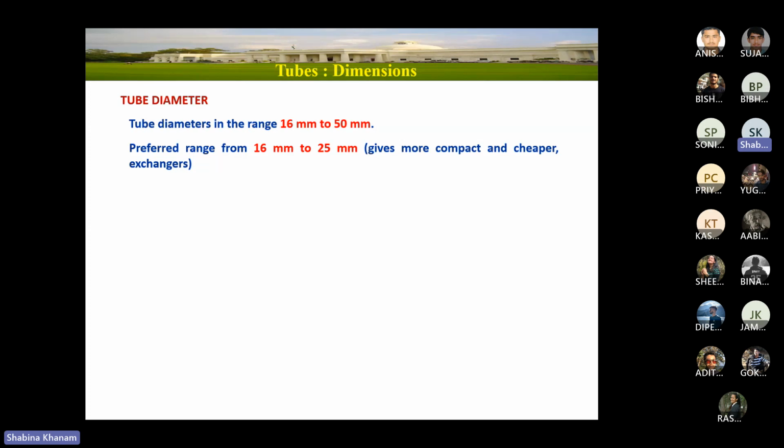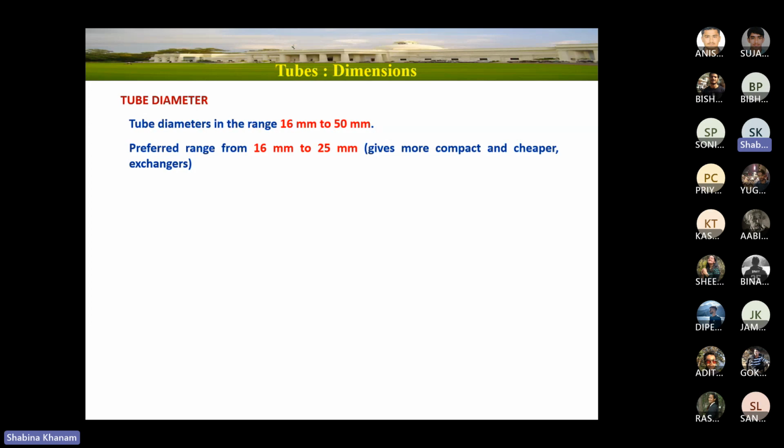Let's say if I ask you to recall the first class where we introduced this subject, there we discussed the meaning of designing. And in a shell and tube heat exchanger, we have seen that the heat transfer coefficient and pressure drop should be in the permissible limit.